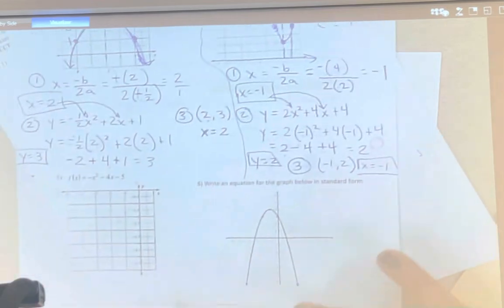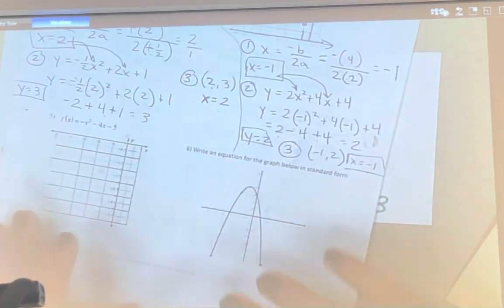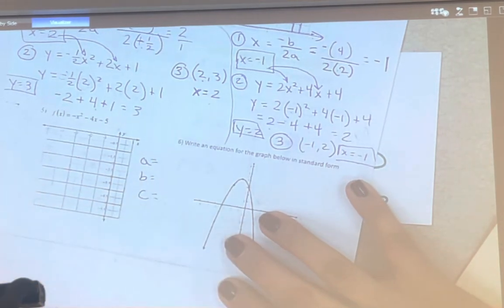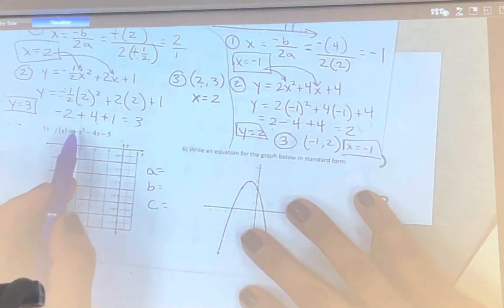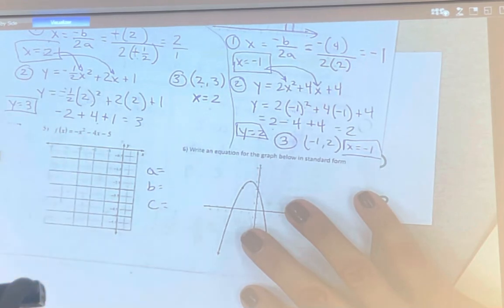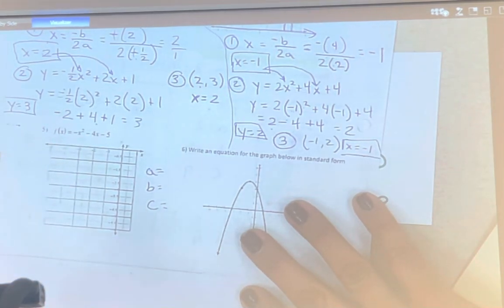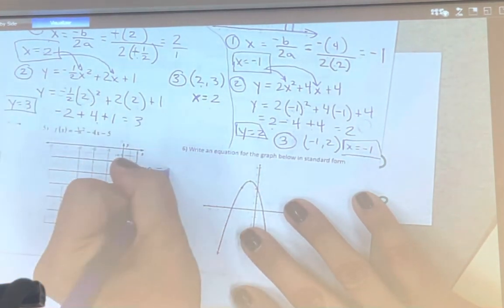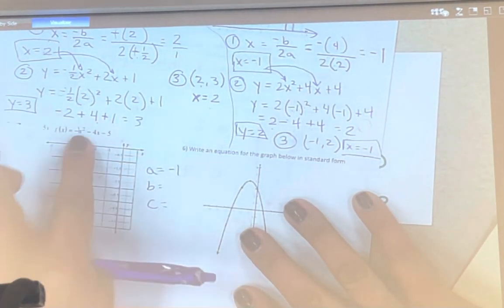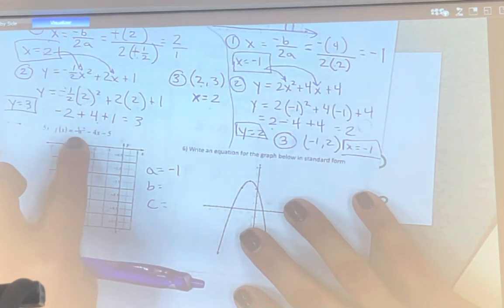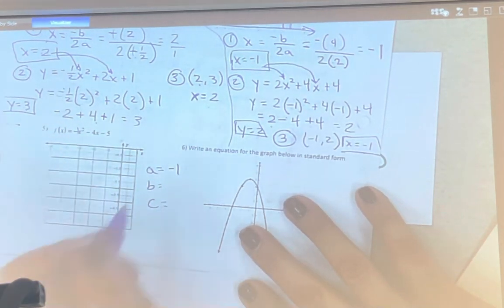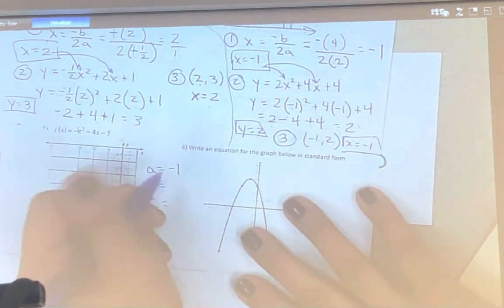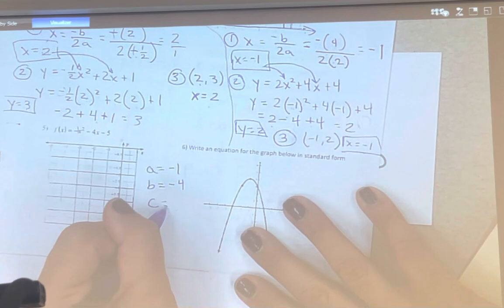And last but not least, this guy. We write our A, B, C. And we have one of these again where there's no number, but that doesn't fool us. We know the coefficient of x. It's going to be negative. There's a 1 right there. So it's negative 1. Only the coefficient. And then the coefficient of x is, what's B? Negative 4. And C.